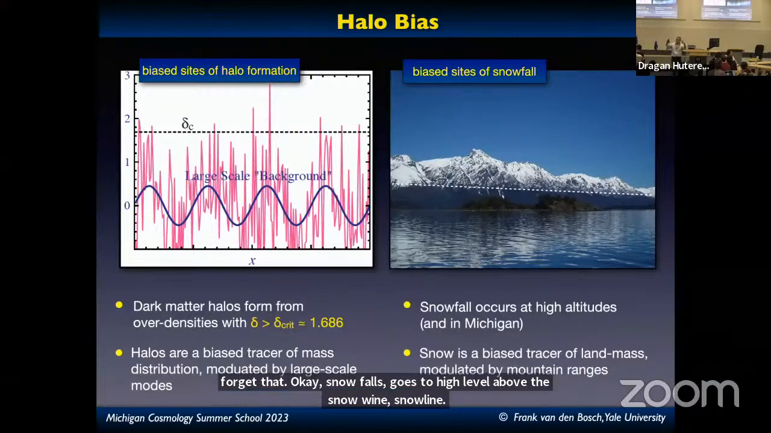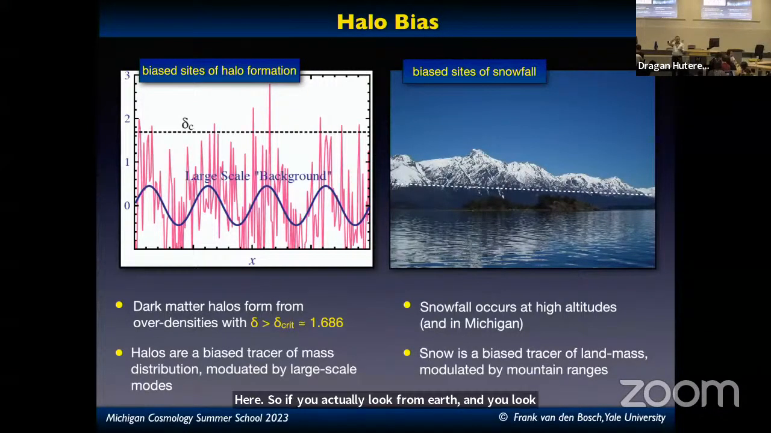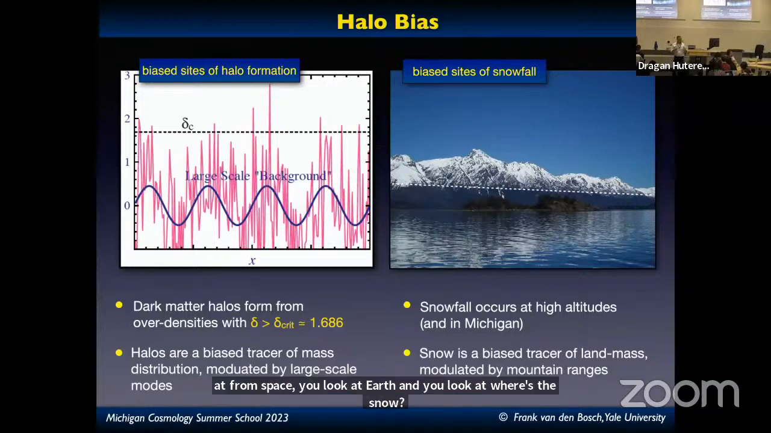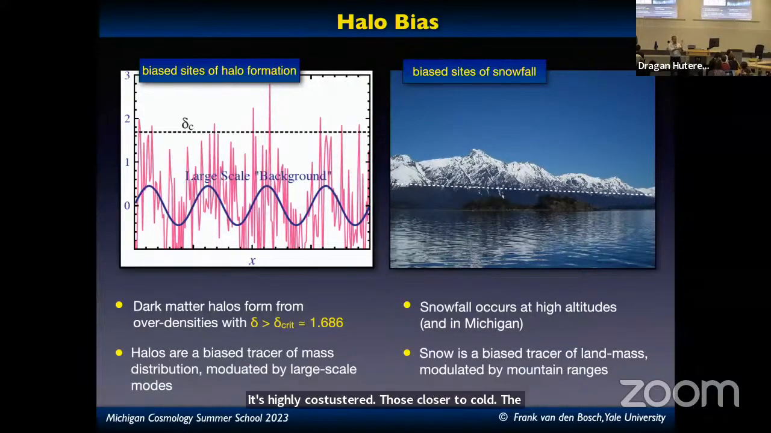So if you look at Earth from space and ask where the snow is, it's highly clustered. Those clusters are called the Alps, the Himalayas, the Andes, and the Rockies. And why is that? Because it is above a given range, and it's the modulation of the Earth's surface that picks out a highly clustered distribution. And it's the same thing with the halos. Here, these halos form together. There's a bunch of halos here and nothing here because underneath these small fluctuations are these large-scale modulations.